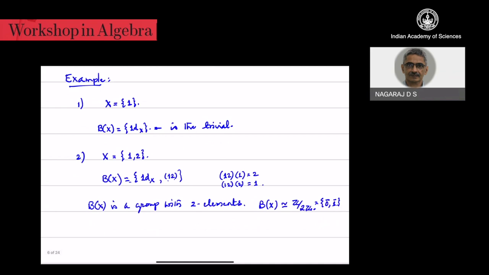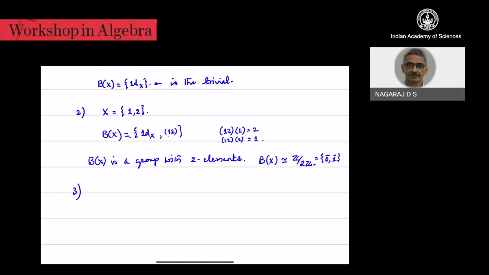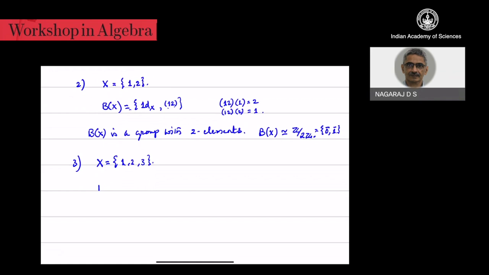Okay. So let's go to example 3. Look at X equal to {1, 2, 3}. Okay. So now look at bijections. So what is BX? I will write first the elements: the identity of X, which I will denote by E, and (1 2), (1 3), (2 3), (1 2 3), (1 3 2). I will write what these bijections are.